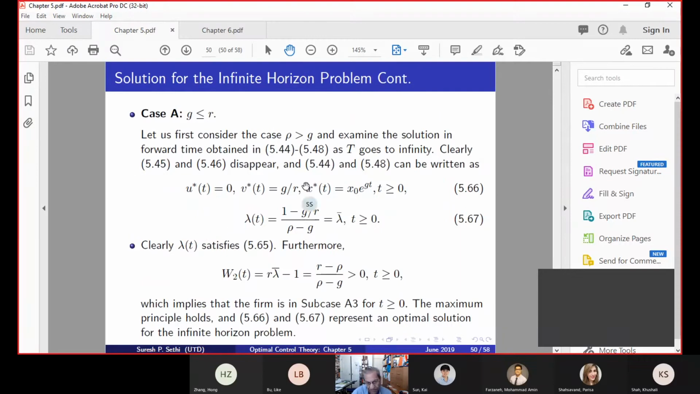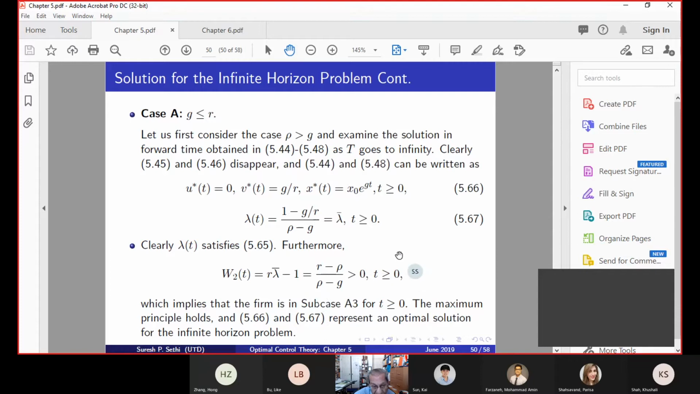Okay, so the firm is growing at this rate. The limit of lambda t in this case becomes lambda bar. We already know that before. And we also know that W2, which goes asymptotically to WT, which is now for t bigger than 0, is given by this formula, r lambda bar minus 1.